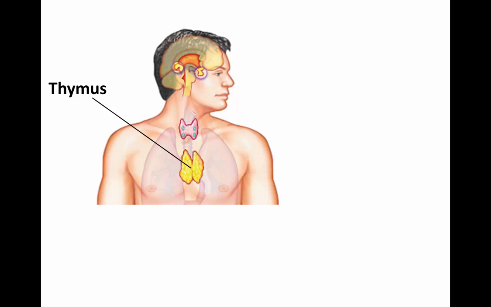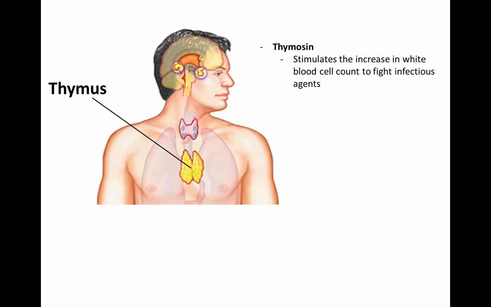The thymus gland is at its largest in infants and begins to decrease in size as we age. The hormone released is thymosin. Thymosin stimulates an increase in white blood cell count to fight infectious agents, so it plays a large role in immunity.